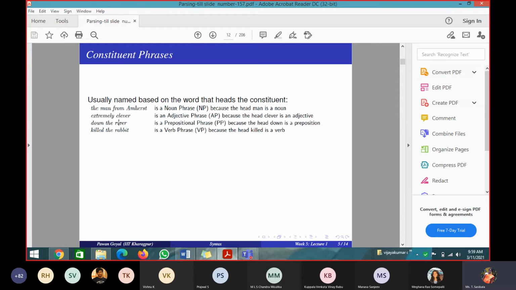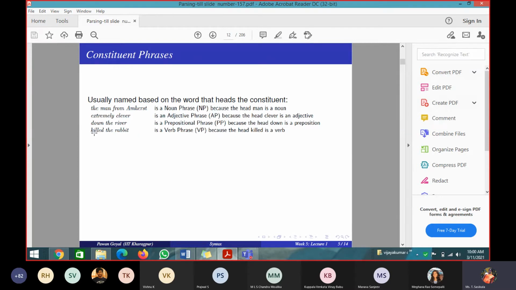Down the river. Here the head word is down. What type of phrase is it? Prepositional. Okay, prepositional phrase. And "killed the rabbit." Extremely is talking about how poor or how clever he is; clever is the head word telling to what extent he is clever. Like that, "killed the rabbit": the root word, the head word, is killed. What type of tag is killed? Verb. So that phrase becomes a verb phrase.